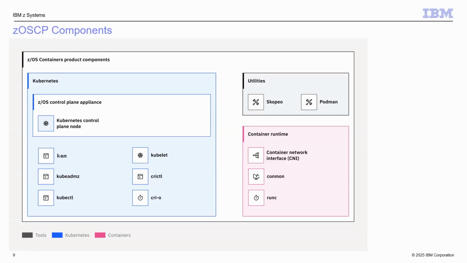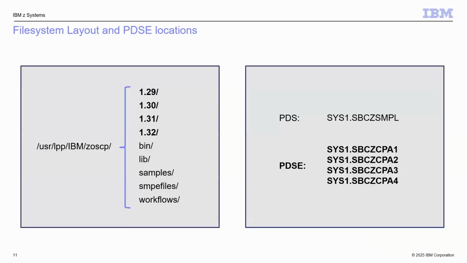So kubeadmz is the tool that you'll use to initialize the Kubernetes control plane node, to join a control plane appliance into an existing cluster. And CAM is the tool that you use more for debug, for gathering log information from that control plane appliance address space. Now, from a file system perspective, this looks a little bit different than typical.